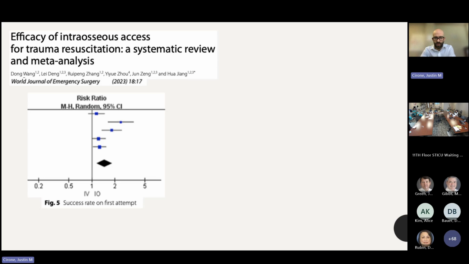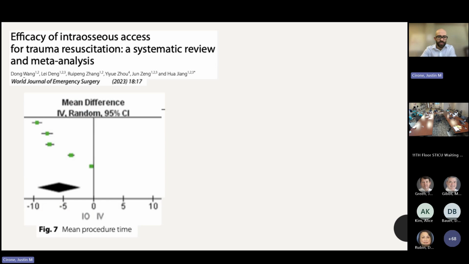I'm going to show some other graphs, and just as a fair warning on this paper, I don't know why they did this, but they actually reversed it. So now IO is going to be favored on the left side of the screen. On this graph, IO is now to the left. You can see that the mean procedure time ranges, and this is in minutes, somewhere between about 8 minutes to 3 minutes faster, 2 minutes faster. And all of the studies are just way, way further on that side.